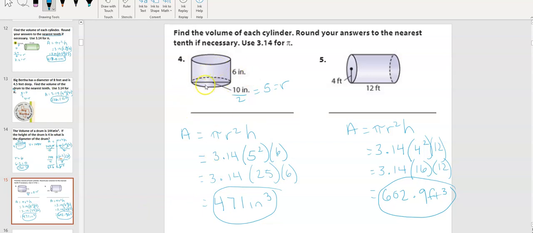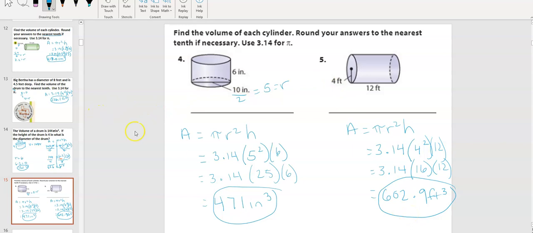But on this one on the left, they give me a diameter, so I divided that by 2 to find my radius. I used my formula and plugged in my numbers. I squared 5 first and got 25, and then I just used a calculator to find my answer. Remember, you have to have inches cubed or feet cubed. Your units need to be cubed in order for volume to be done correctly. Then on the right here, I did the same thing. They gave me radius, so I did 4 squared. That's 16. Multiplied all this together, and I got 602.9 feet cubed.